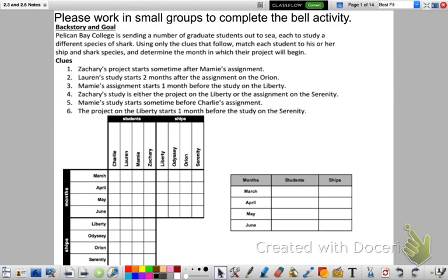Okay. This is to cover section 3 and 6 of chapter 2. The bell work for today was this logic puzzle. We're not going to go over it, but you are more than welcome to work it out if you would like.